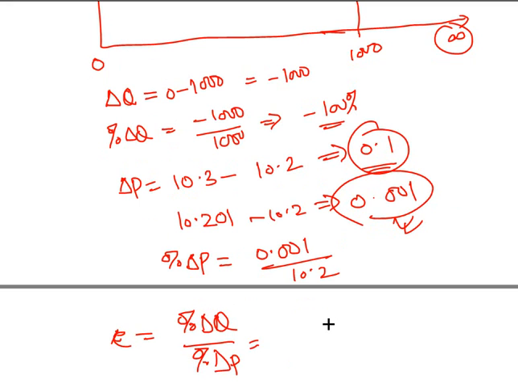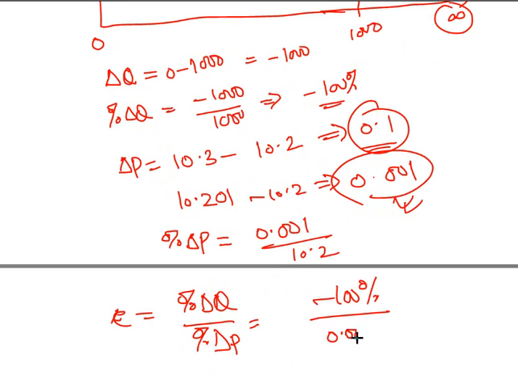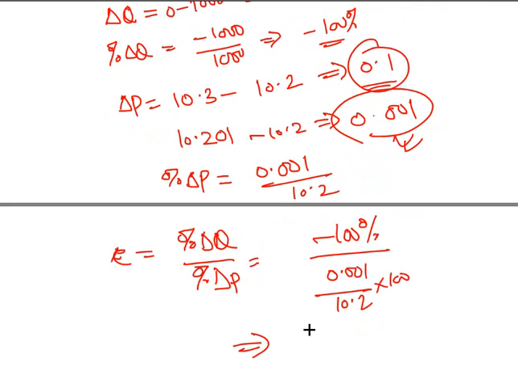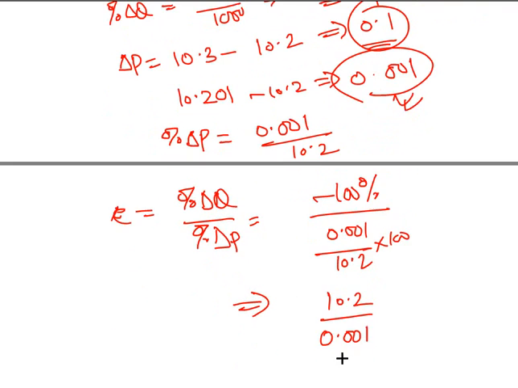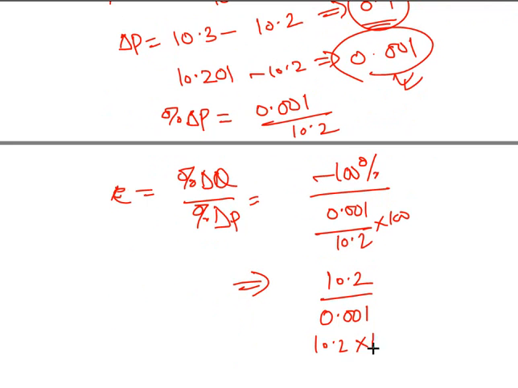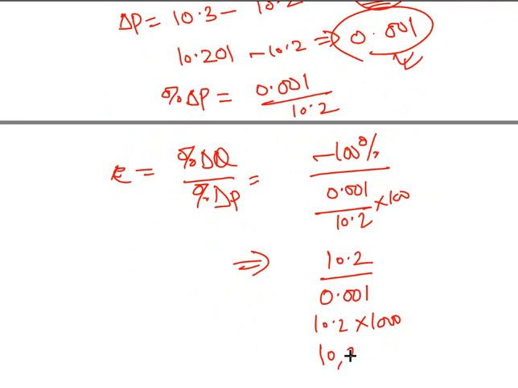What is the change in quantity? 100%. What is the percentage change in price? 0.001 by 10.2 into 100. Now just imagine you find this out. It will be 10.2 divided by 0.001, which is 10.2 into 1000, so 10,200. So elasticity has become 10,200.